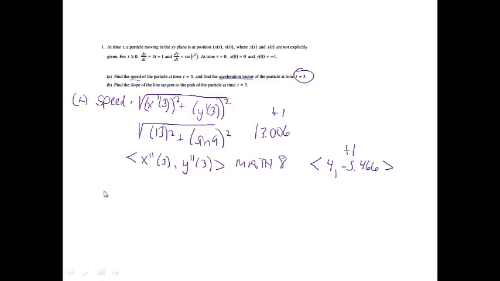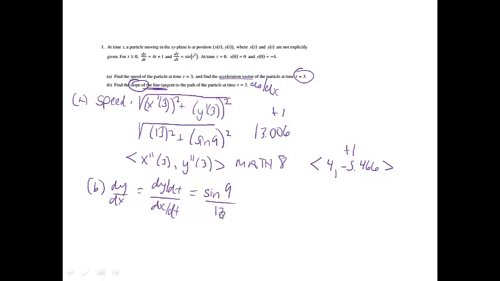Part B: find the slope of the line tangent to the path of the particle at time t equals 3. It's asking for the slope of the tangent line, which I know is going to be dy/dx. Remember that's just going to be dy/dt over dx/dt. Again, we don't have to do the derivative by hand. dy/dt is going to be sine of 9, over dx/dt, which is 4 times 3 plus 1, which would be 13.